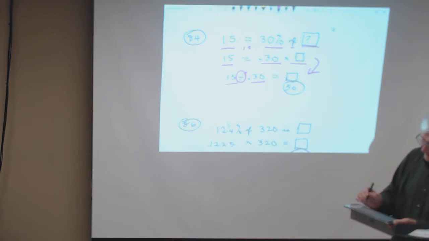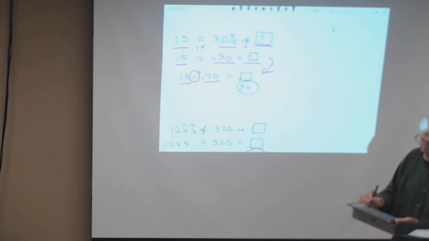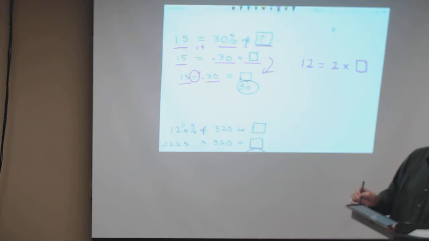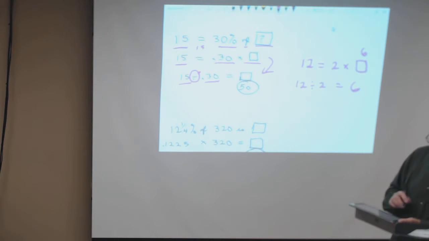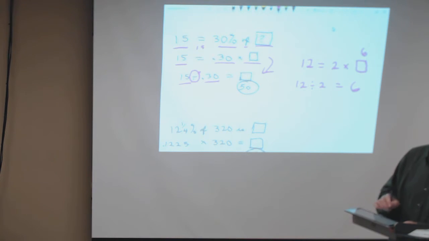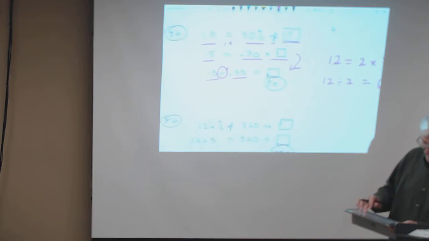If 12, let me come over here and write one that you can see. If 12 equals 2 times something, what goes in the box? You can tell by looking, can't you? What goes in the box? 6. So watch. 12 divided by 2 equals 6. See why that process works? So once I know this process works, I can use it to rearrange any problem to get the unknown by itself.